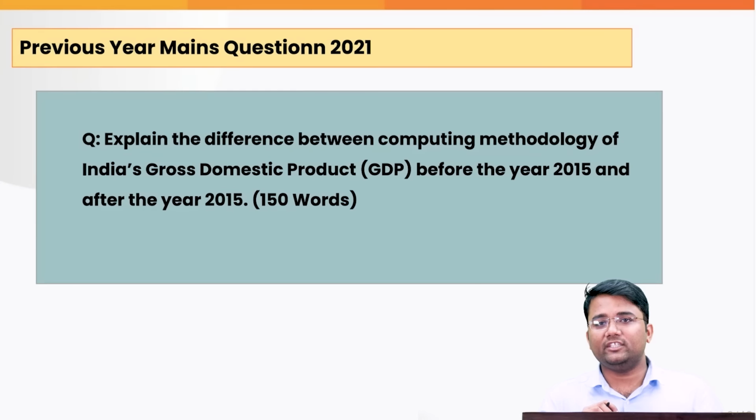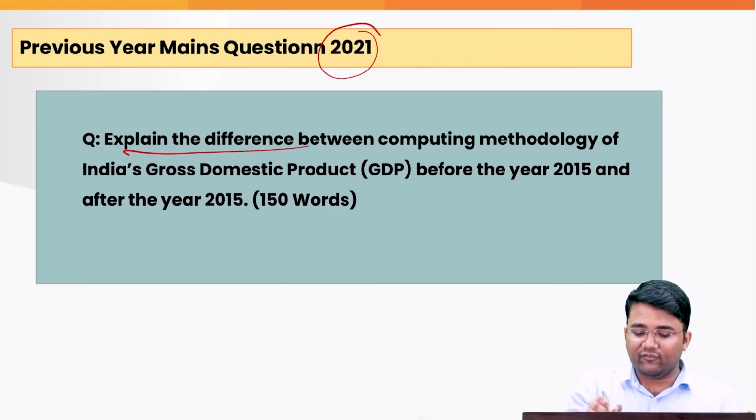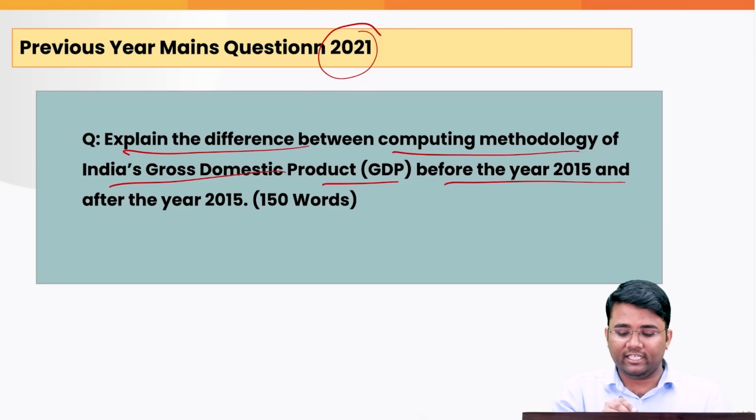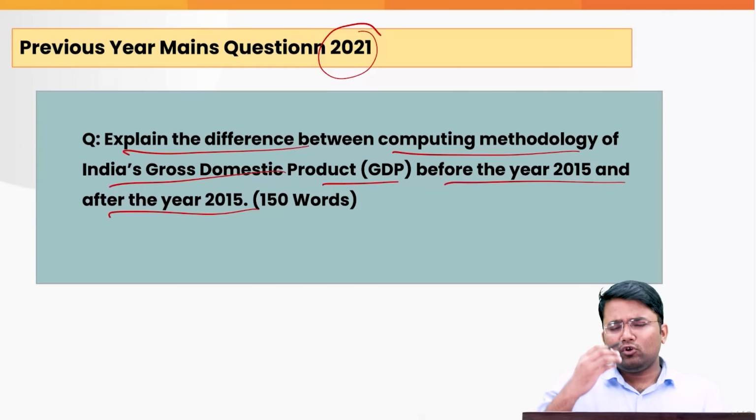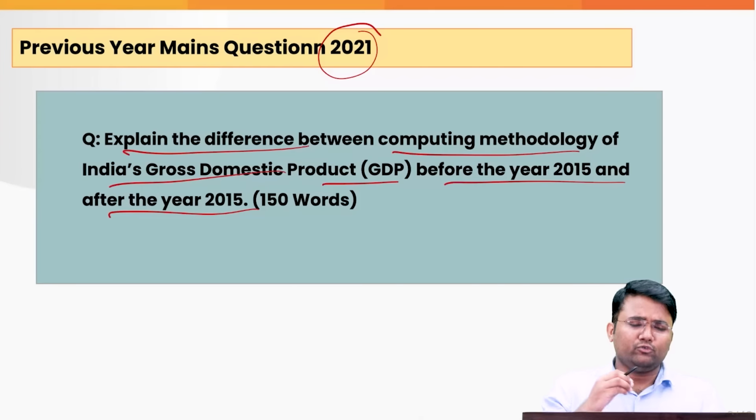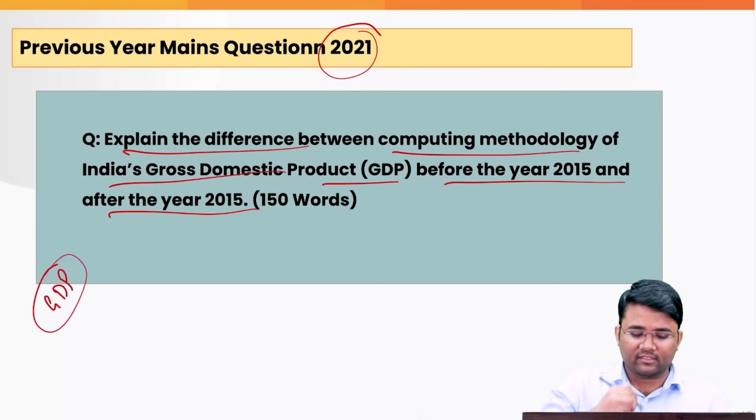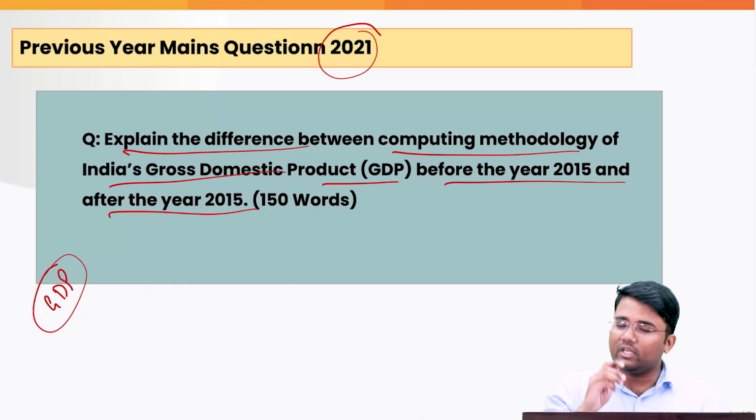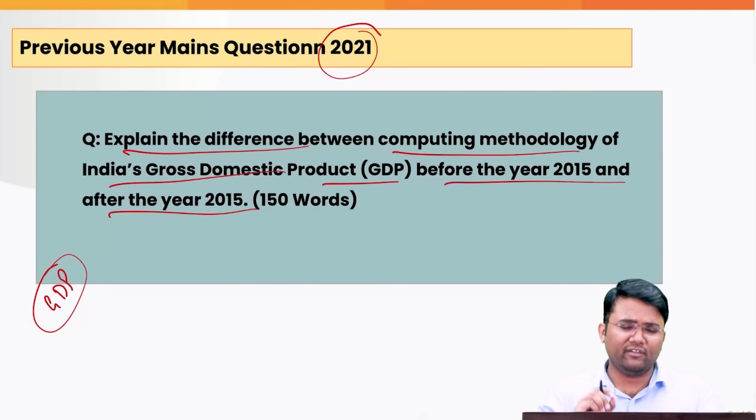A previous year mains question that I was talking about, asked in 2021: explain the difference between the computing methodology of India's gross domestic product before the year 2015 and after the year 2015. You can practice this particular question. If you talk about the basic structure that you should follow for this answer, you can start with the definition of GDP in the introduction, and you can give the context of when this methodology was changed, a brief context.